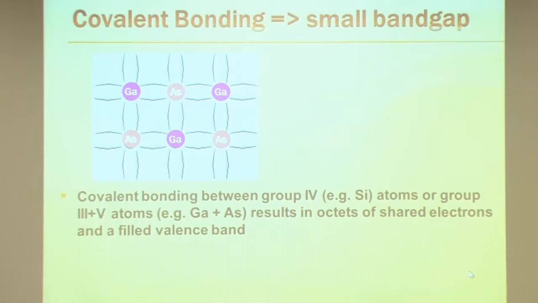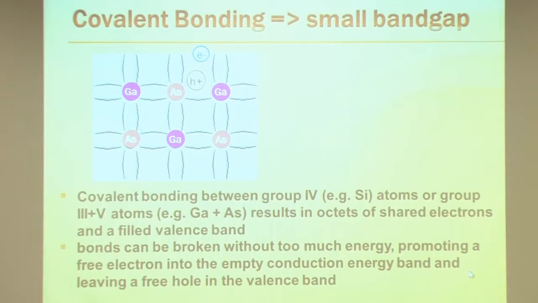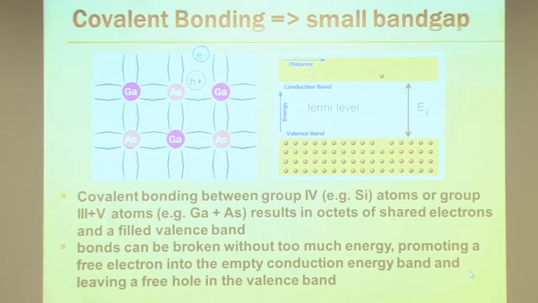Now, because these are covalent bonds, they can be broken without too much energy, and that will release a free electron that can move around and cause conduction, and it leaves behind a hole, which is ultimately part of conduction. And from a band structure diagram, this is what it looks like. We take an electron out of the filled valence band, and it gets promoted to the empty conduction band where it moves around. A lot of this should be review.